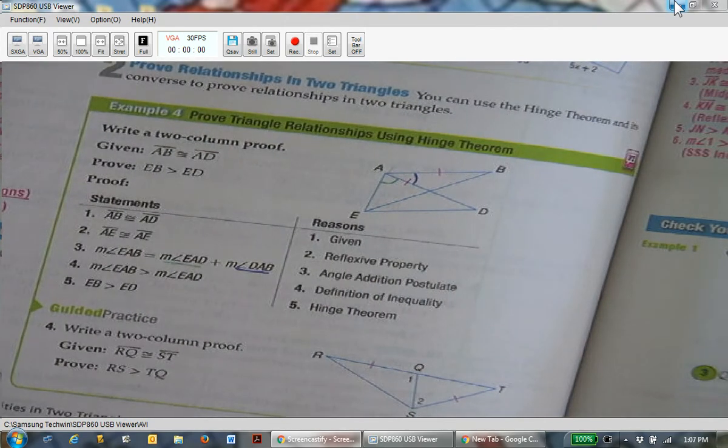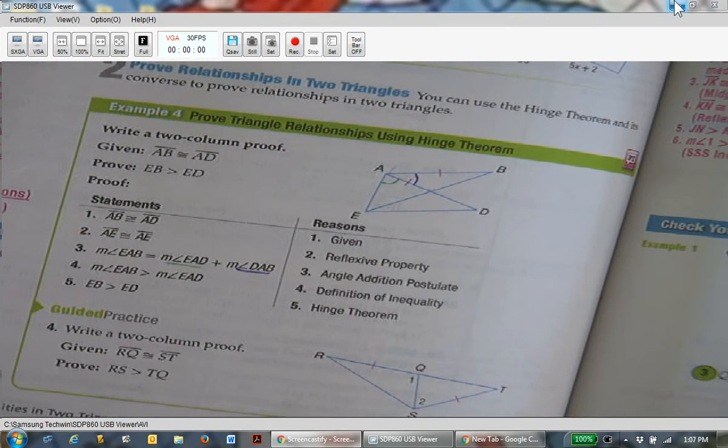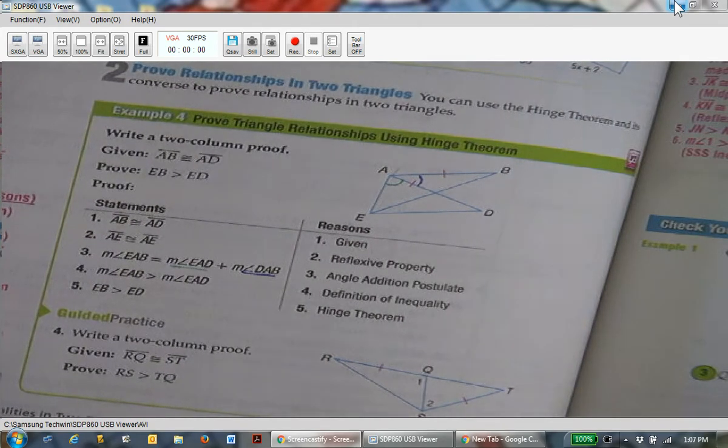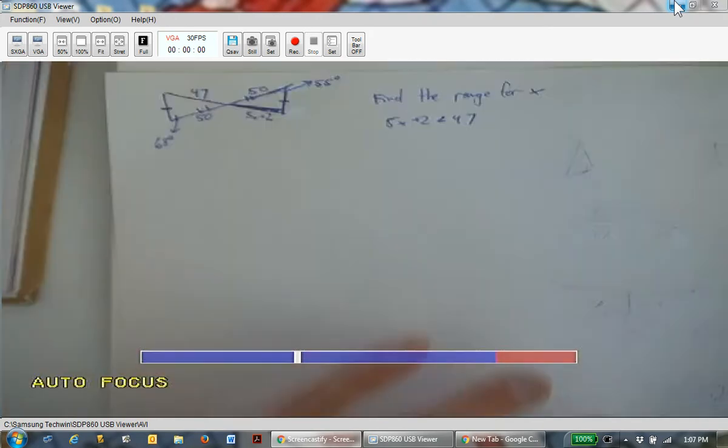Because I don't think it'd be beneficial for you to know this. In fact, I think the Hinge Theorem is enough. Finding the range, that's not easy, especially not easy to remember. So I encourage you to learn the Hinge Theorem more than you are trying to learn the actual proofs, right? So without further ado, let's move on to 8-1.